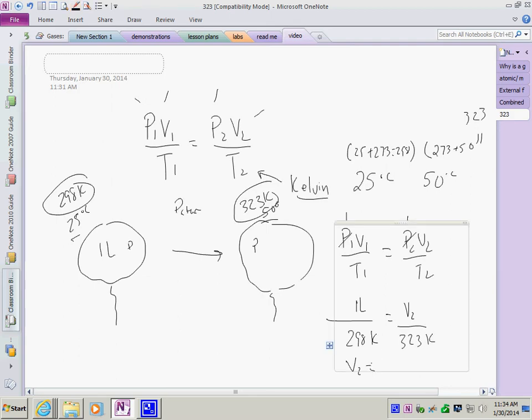I'll grab my calculator here, and I will get the exact answer. Again, as you look at the mathematics in your head, you should have some idea how this is going to turn out. It should be 1 liter, maybe a little more than 1 liter, not much. 1 times 323 is 323 divided by the 298, cross multiply and divide, and I get 1.08 is my V2. So at this point, 1.08 liters. Again, it's simple as that. Plugging values into a mathematical equation and solving for an answer.